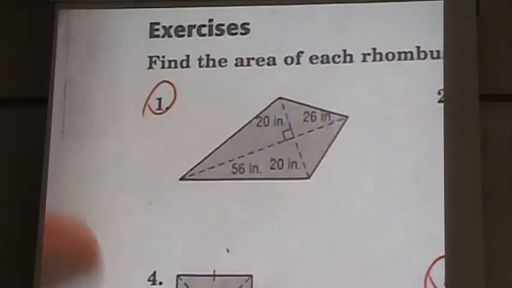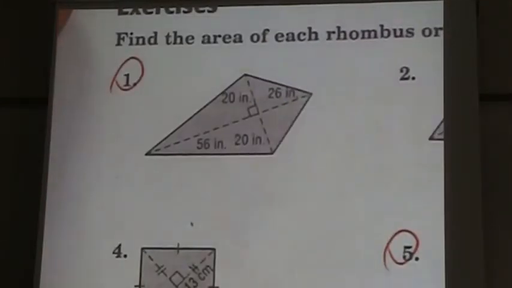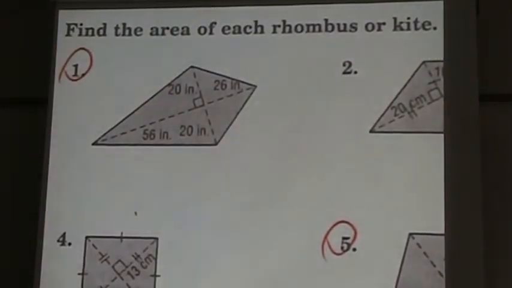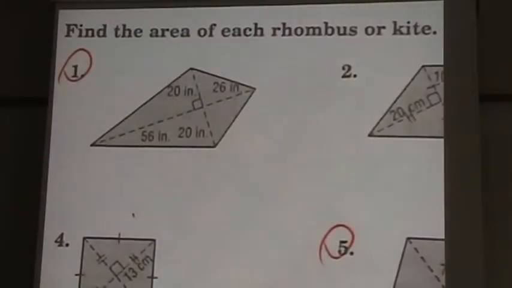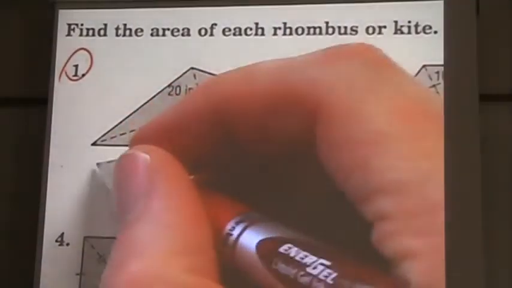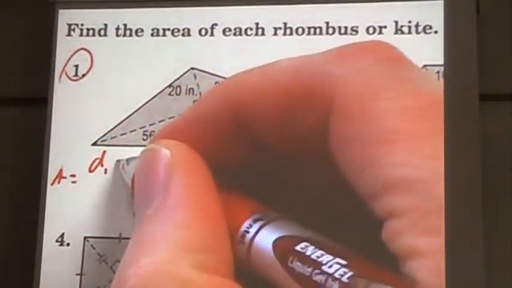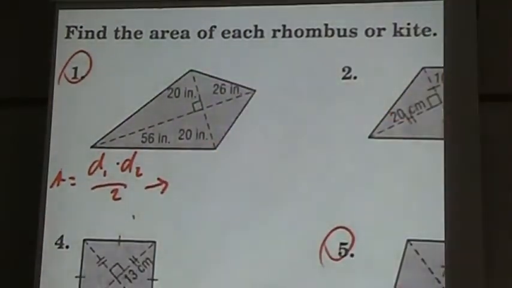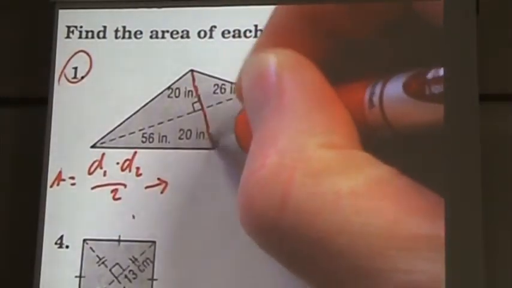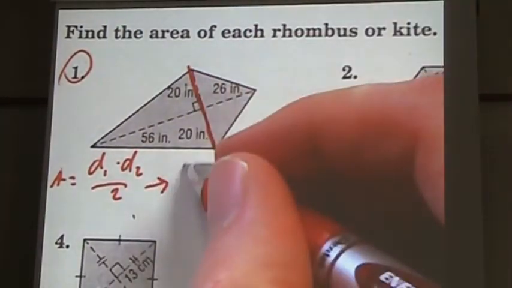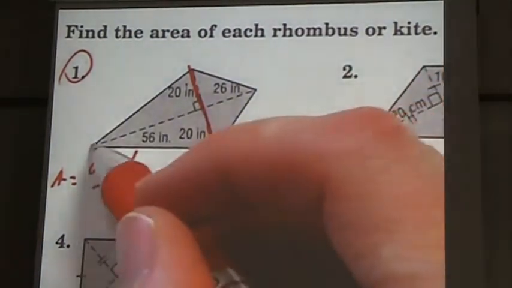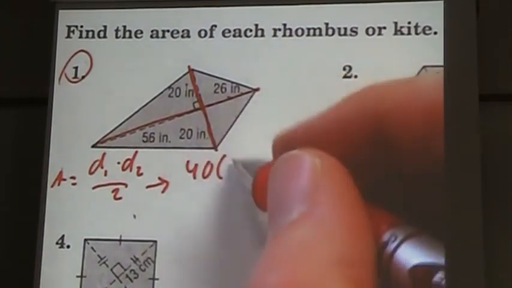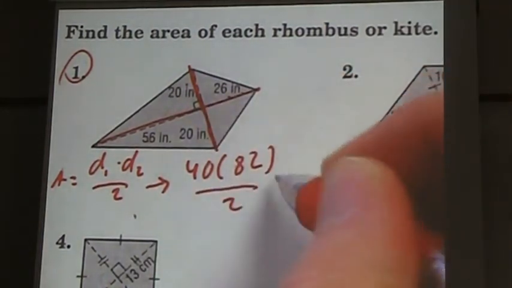And last but not least, we're going to do a couple more, one kite and one rhombus. Remember, those guys have the same formula. So, this guy here, we've got to find the area of the kite. And remember, area equals diagonal 1 times diagonal 2 divided by 2. Okay, that's it. So we need to find the diagonals. Well, how big is this diagonal? 20 plus 20, 40. How big is this diagonal? 56 plus 26, 82. And then divide by 2.